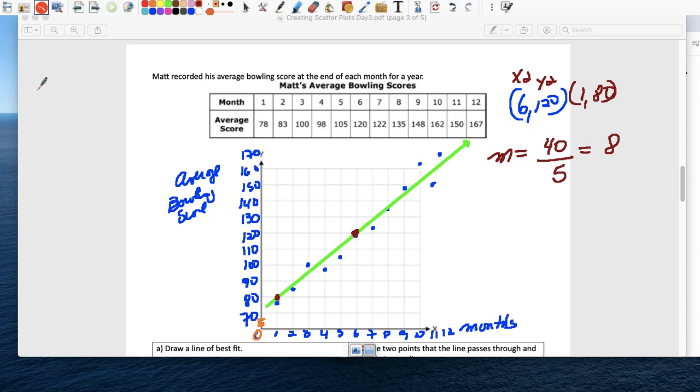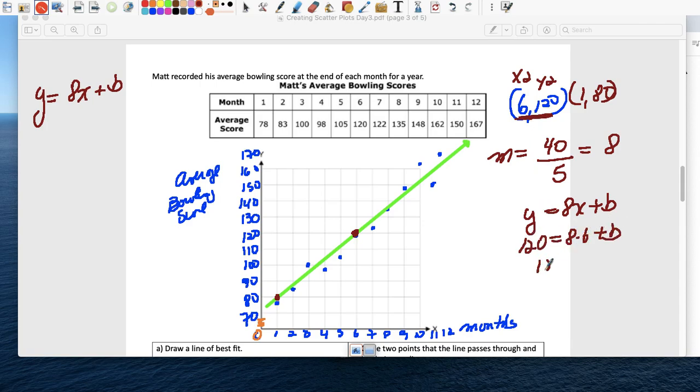Let's build our equation. Y equals 8x plus, and there's a y-intercept somewhere, plus b. Let me do that on this side. Y equals 8x plus b. Let's find a y-intercept. I'm going to use these 2 points, so it's 120 equals 8 times 6 plus b. And then 120 equals 48 plus b, minus 48 on both sides. And b equals 120 minus 48, which is 72. So our y-intercept is 72.